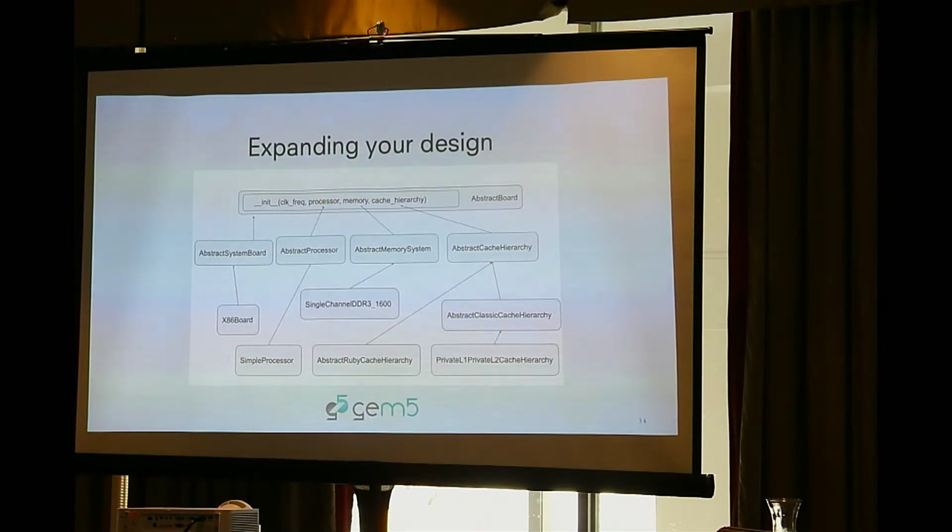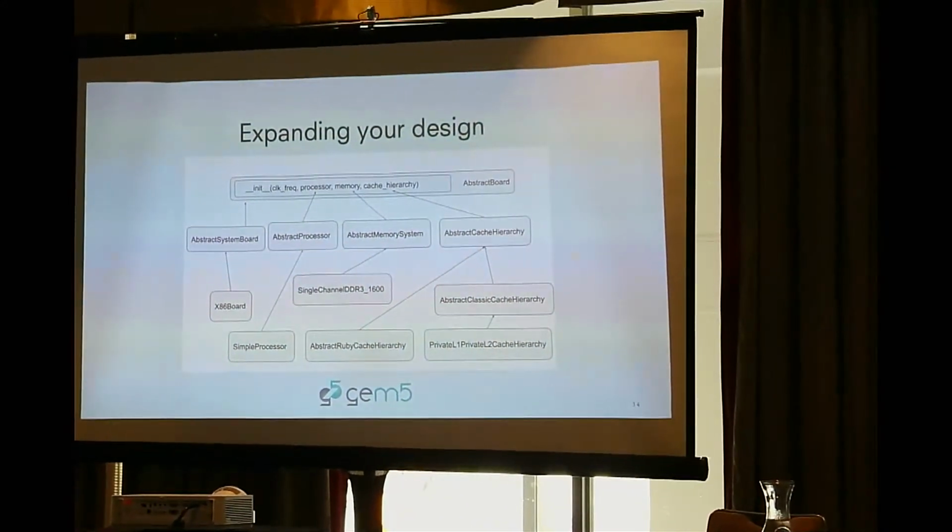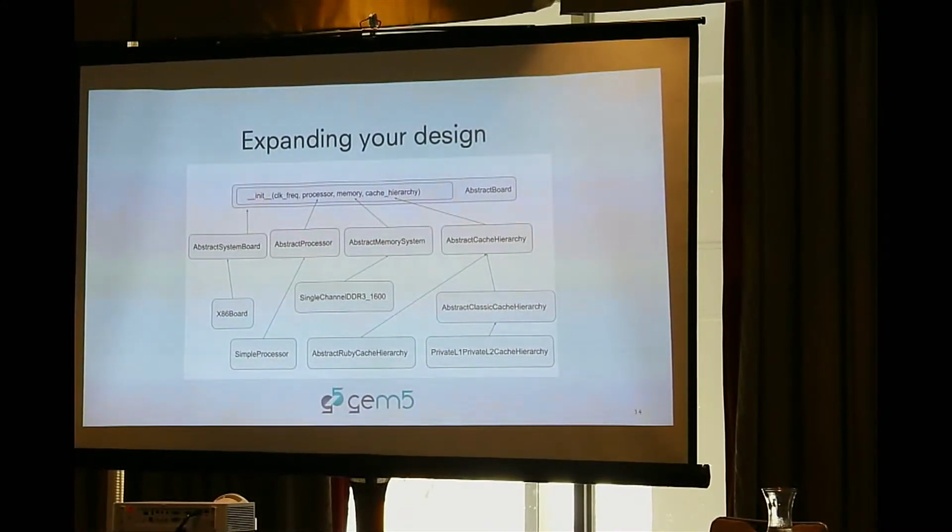So if you want to add your own memory system to the gem5 standard library, you write your Python script and extend the abstract memory system. And then there'll be abstract classes inside that need to be implemented. And then you'll implement them. And then you can use that component as if it was any other component inside gem5.